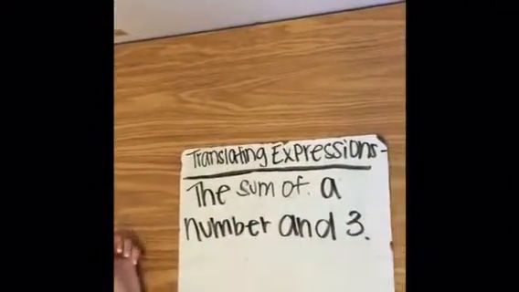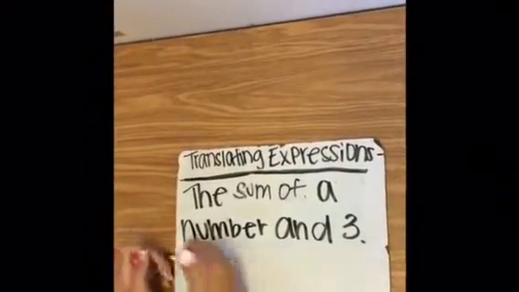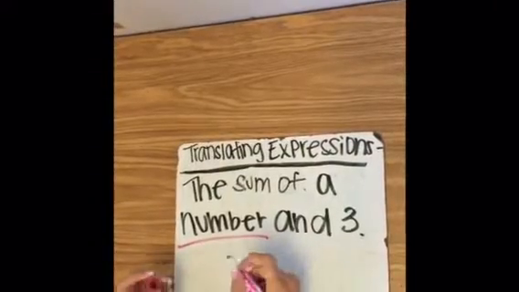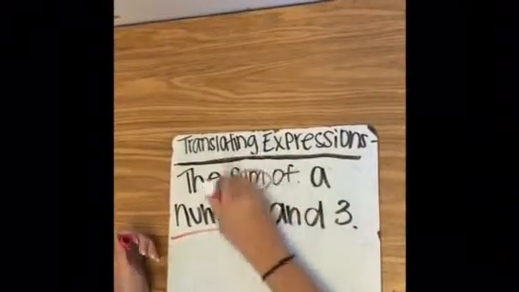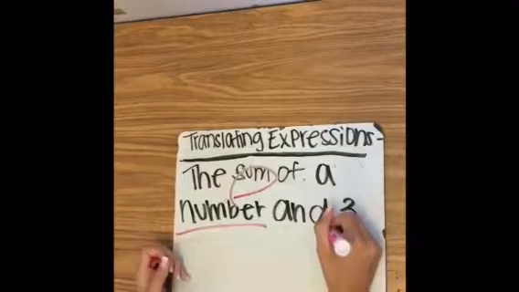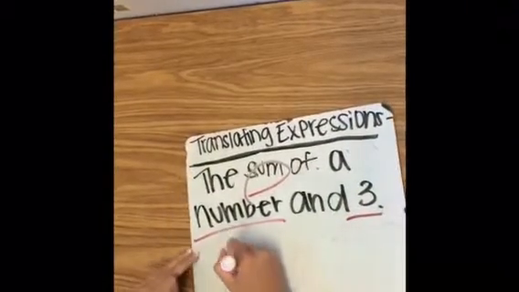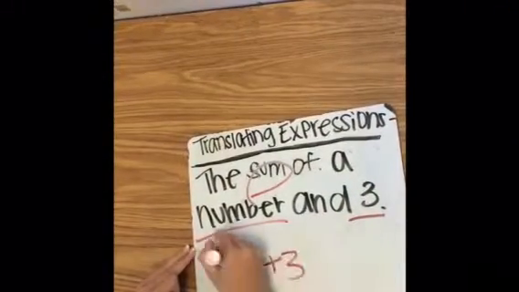Translating expressions is when you take a sentence and put it in an equation. A number would mean any letter as a variable. The sum is adding the variable in n plus 3. N plus 3 is your final answer.